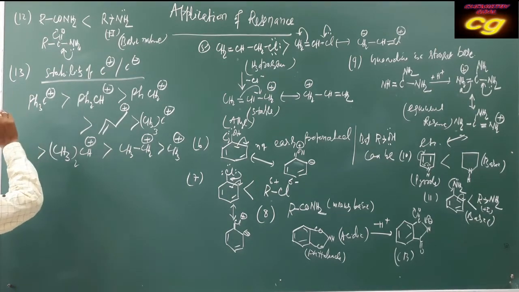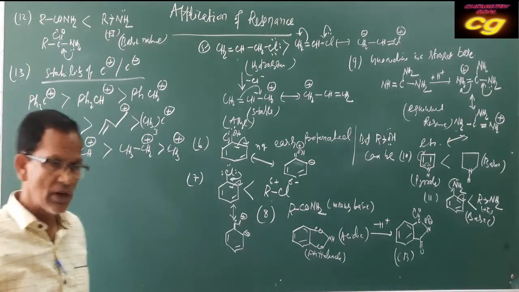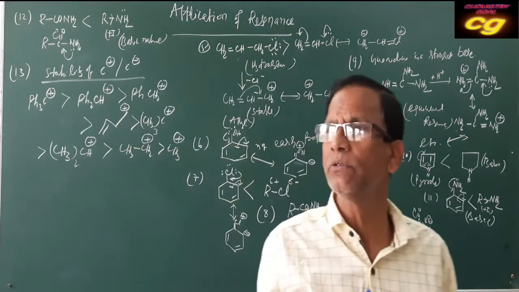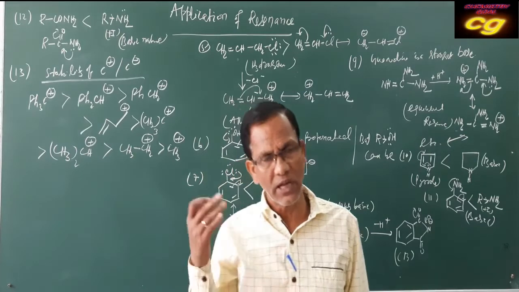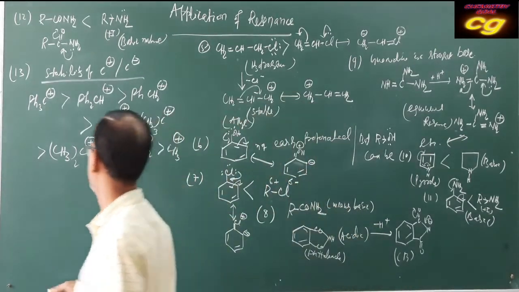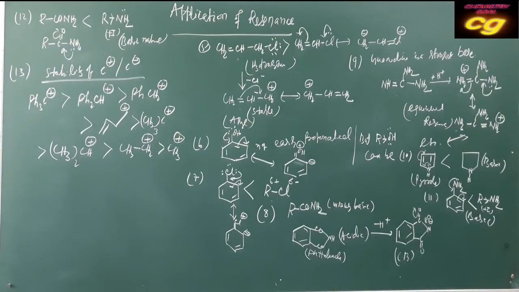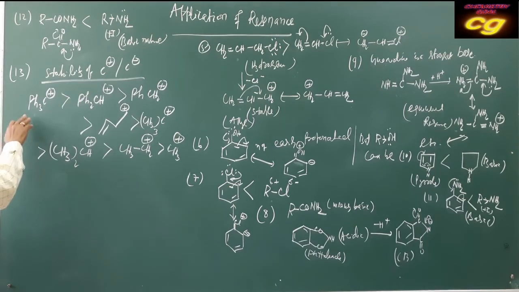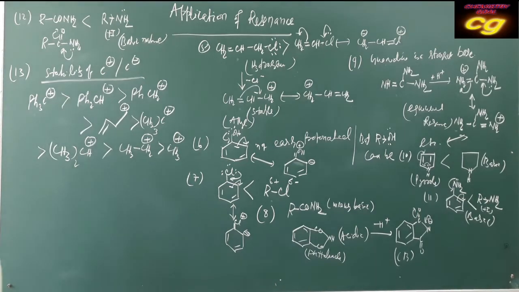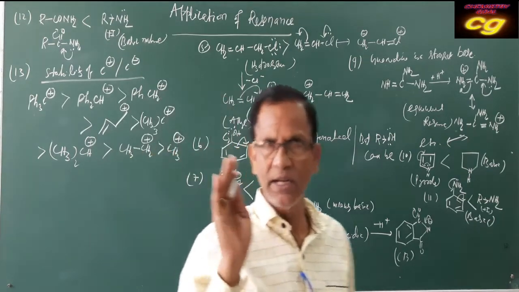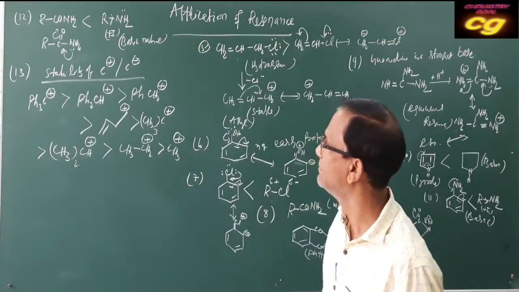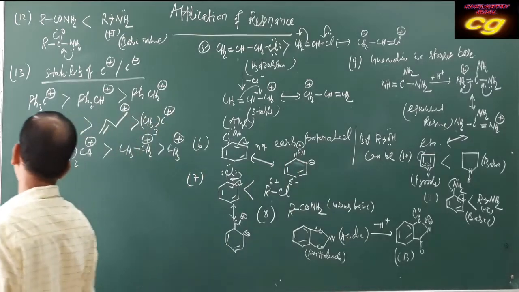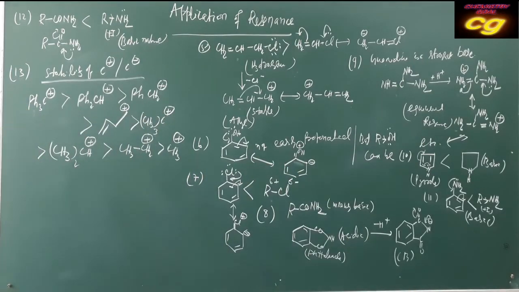So any phenyl group attached to carbocation, to carbanion, that is carbon carrying minus charge, or to a free radical, in all cases it is more stable by resonance. That's why a phenyl group attached to carbon, if it has a free radical, negative charge or positive charge, is highly stable. With 3 phenyl groups the number of resonance structures is more, that's why it is more stable. So this is the order of stability of carbocation.